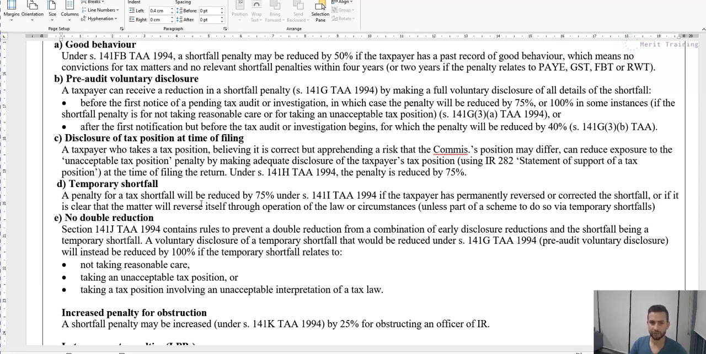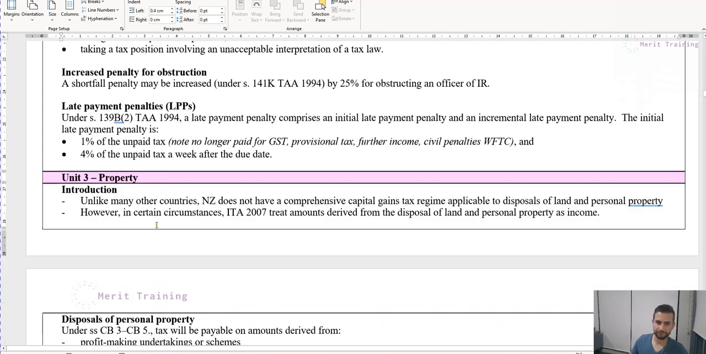Next is a temporary shortfall, and a penalty would be reduced by 75% if the taxpayer has permanently reversed or corrected the shortfall. And then finally is no double reduction. This is basically where there is a combination of early reductions and the shortfall being a temporary shortfall. Any voluntary disclosure of this shortfall will be reduced by 100% if the shortfall relates to not taking reasonable care, and the other 2 points below it.